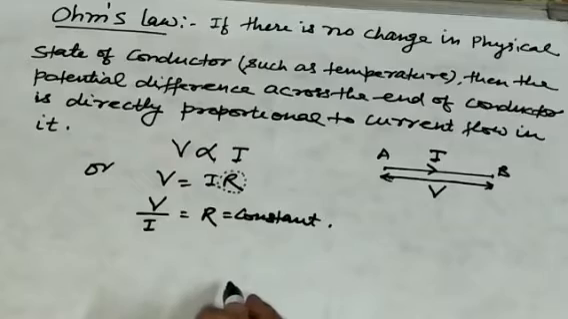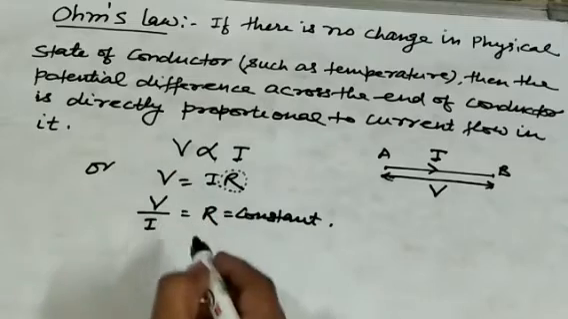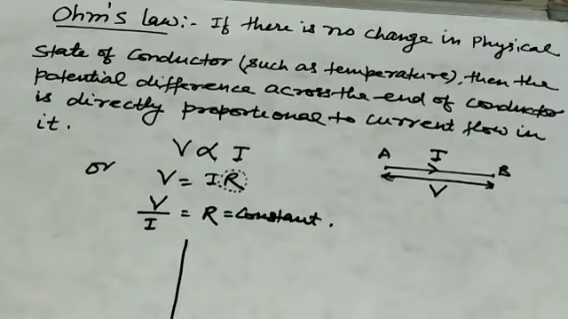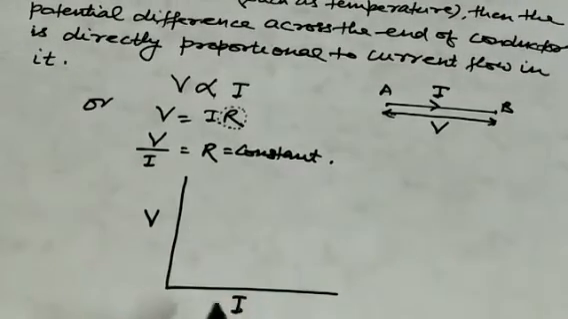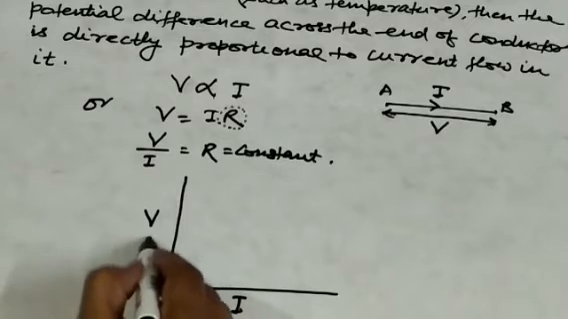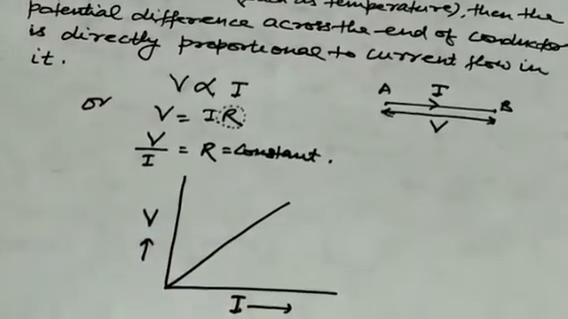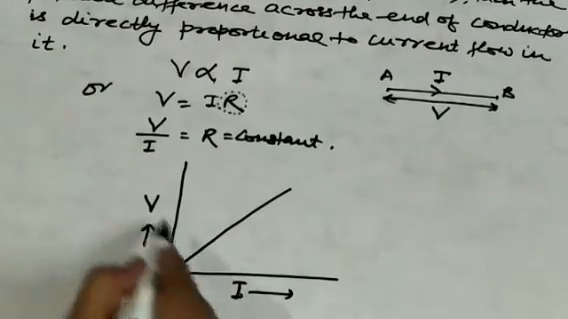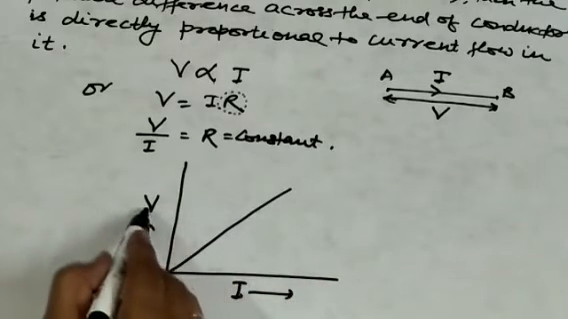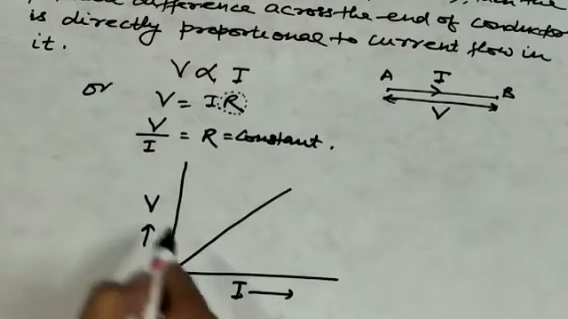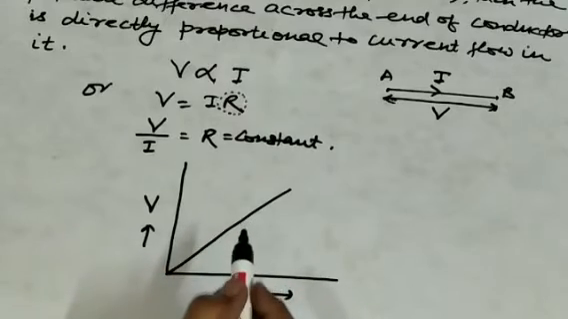conductor at constant temperature. When we draw the V versus I graph for any metallic conductor, with V on one axis and I on the other, the graph will be a straight line. If the graph is a straight line, the conductor obeys Ohm's law, and V is directly proportional to I. With the help of this V versus I graph, we can find the resistance of that conductor.